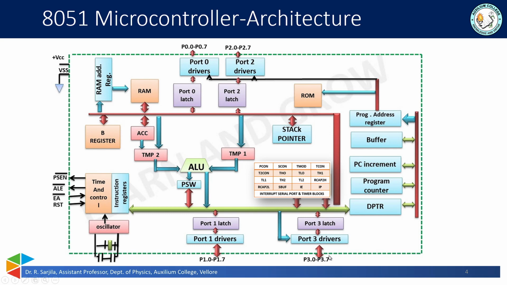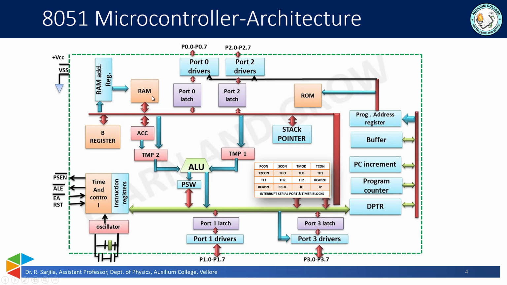Then we have different registers. This is RAM and ROM. For ROM, we don't have any address register because we can only read that memory. No data can be written over it. So there is no address register for it. But for RAM memory, we have RAM address register. So we can read and write the data or the program code into this RAM memory.